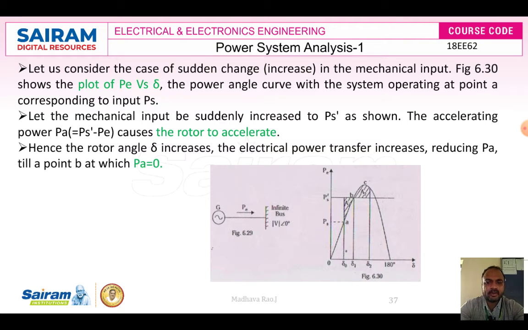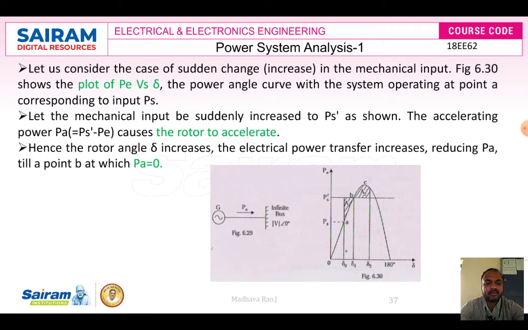Let the mechanical input be suddenly increased to PS dash, as shown. The accelerating power PA, which is PS dash minus PE, causes the rotor to accelerate. So the synchronous machine accelerates, and hence the rotor angle delta will increase.